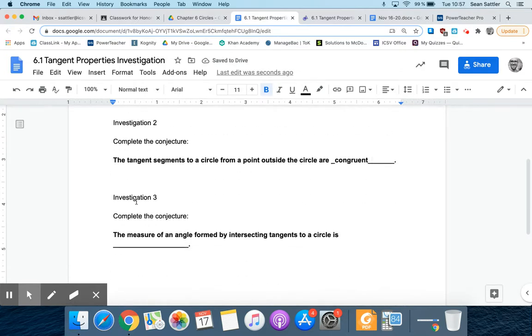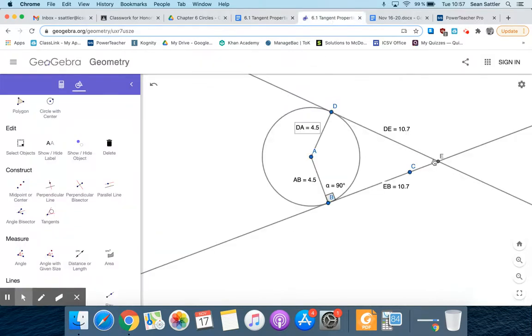And then conjecture 3, the measure of an angle formed by intersecting tangents. So that would be this angle right here. So those are the intersecting tangents, that's where they cross. So we're gonna measure angle DEB. Okay, and we see this is 45.1, and it probably doesn't seem that special right now, but remember these two angles are 90. So a kite, the sum of the interior angles should add up to 360 because it has 4 sides. So we do 360 minus 90, that leaves 180.